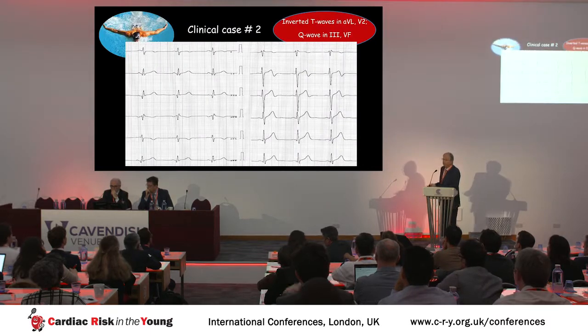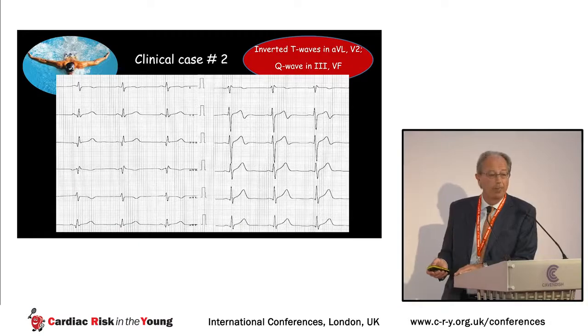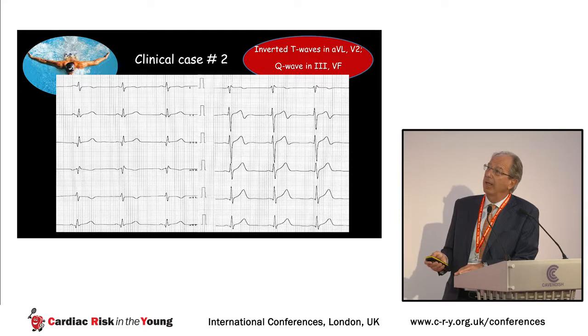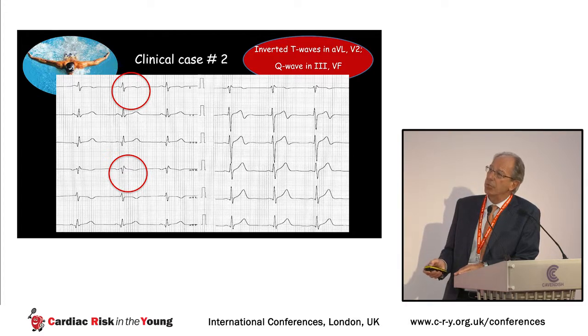One more example. This was an Olympic swimmer at the time of the first evaluation. What we found here was just an inverted T wave in aVL, just here, maybe diphasic in standard lead 1. You may guess about this diphasic T wave in V2, but I just want to mention this. And what about the structure?